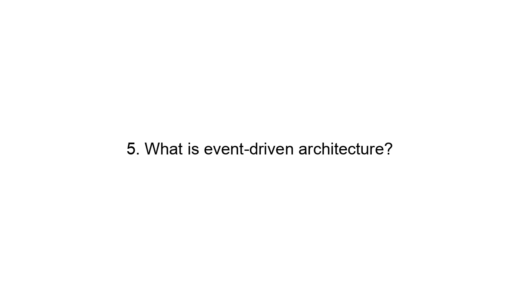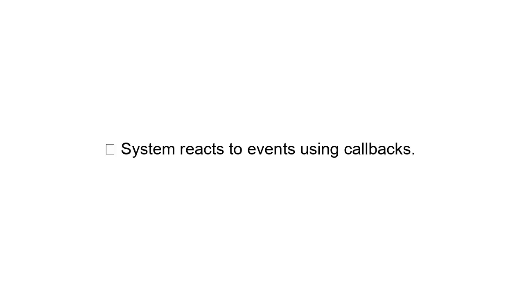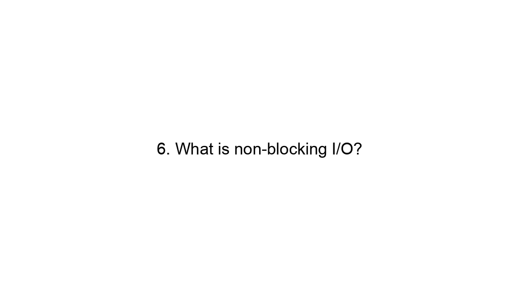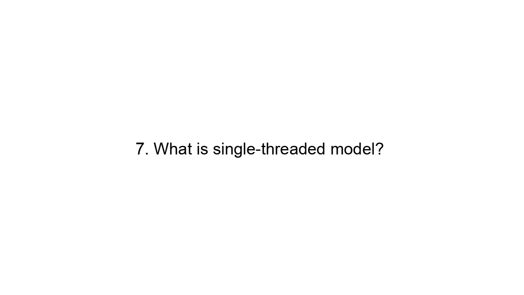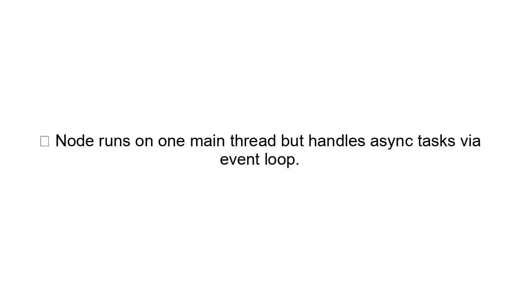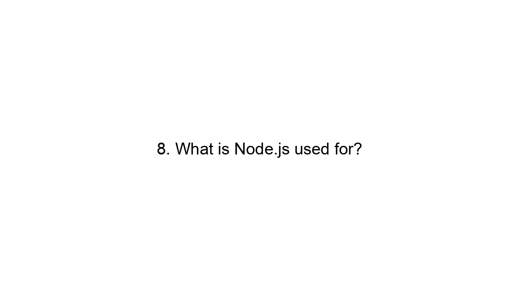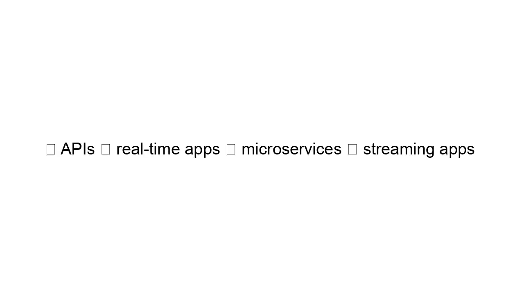5. What is event-driven architecture? System reacts to events using callbacks. 6. What is non-blocking I/O? Operations don't block the execution thread. 7. What is single-threaded model? Node runs on one main thread, but handles async tasks via the event loop. 8. What is Node.js used for? APIs, real-time apps, microservices, streaming apps.